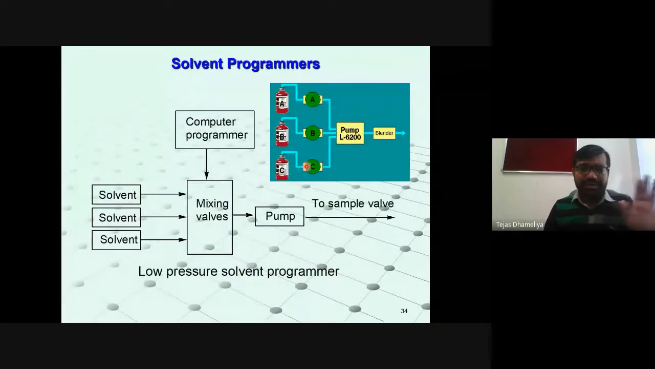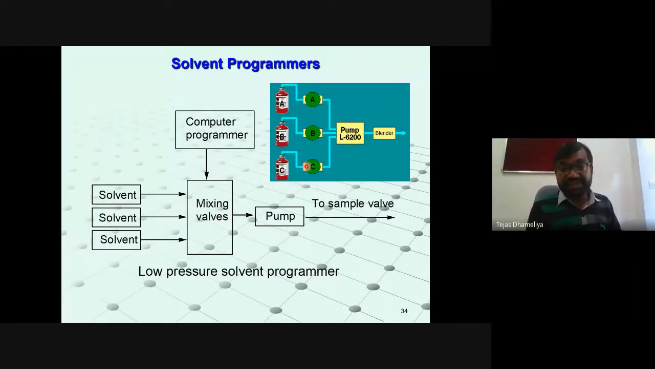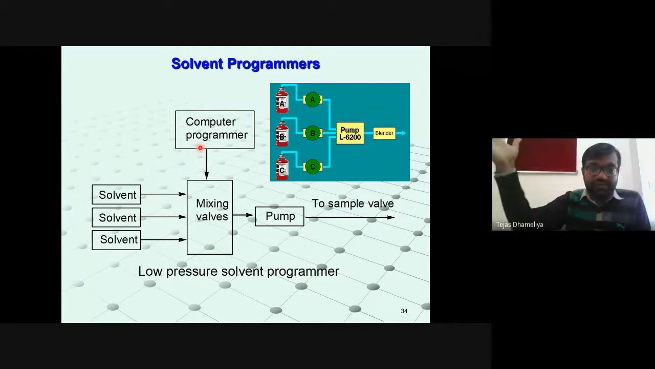Solvent programmers. This is basically the era of artificial intelligence and machine learning. So we can give commands to the instrument, and the computer can work on behalf of us. Even robotics. This is an excellent era because nowadays people are worried about COVID-19, and we are taking the help of these e-platforms to educate ourselves. Similarly, we can train computer programmers, and whether we want gradient flow or isocratic flow, we can obtain that kind of mobile phase.